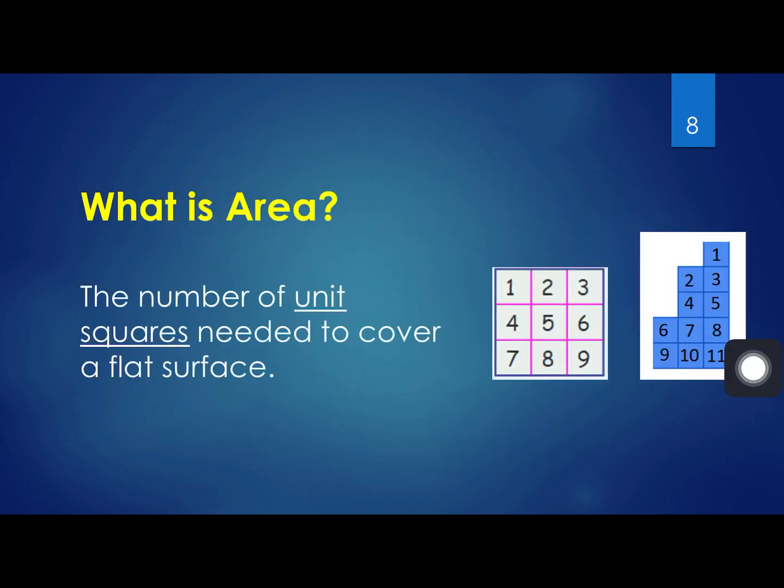Now, what is area? Area is the number of unit squares needed to cover a flat surface. And you can see over here, the area of this shape is 9 square units. And I can tell because there's 9 unit squares to cover this surface. And over here, my number of unit squares is 11. So the area over here is 11 square units to cover this flat surface.